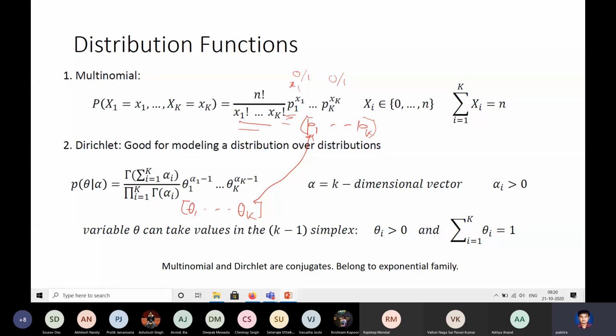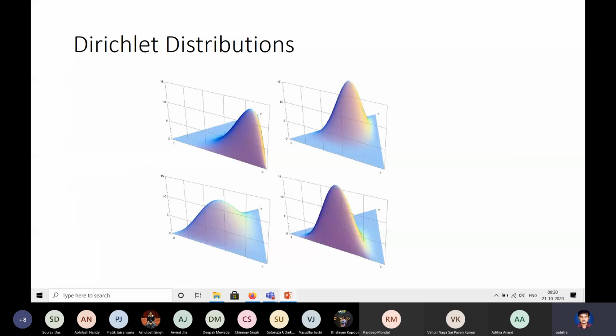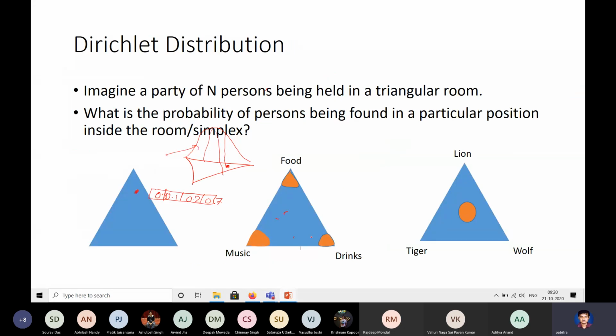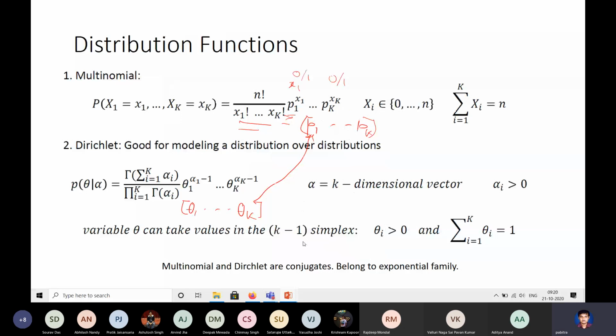Okay. The only difference is that in this, p was a parameter, whereas in this, p is a random variable, because you can move over the simplex. So every position in the simplex is a random variable. You can move here, here, here, here. This is a random variable. And alpha 1 minus 1 to alpha k minus 1, the exponent parts, are the parameters of this distribution.